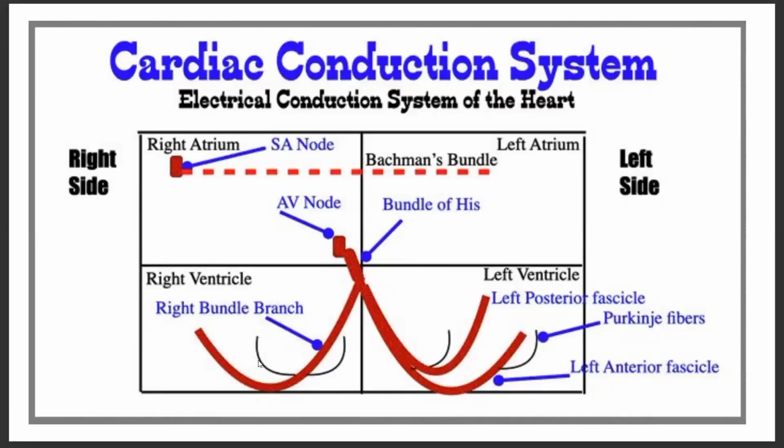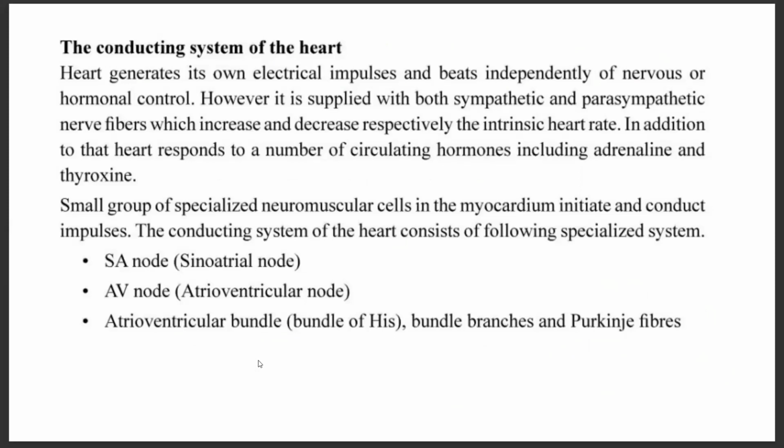Make a short note. Right. The heart generates its own electrical impulses and beats independently of nervous or hormonal control. However, it is supplied with both sympathetic and parasympathetic nerve fibers, which increase and decrease respectively the intrinsic heart rate. In addition to that, the heart responds to a number of circulating hormones, including adrenaline and thyroxine. Small groups of specialized neuromuscular cells in the myocardium initiate and conduct impulses.